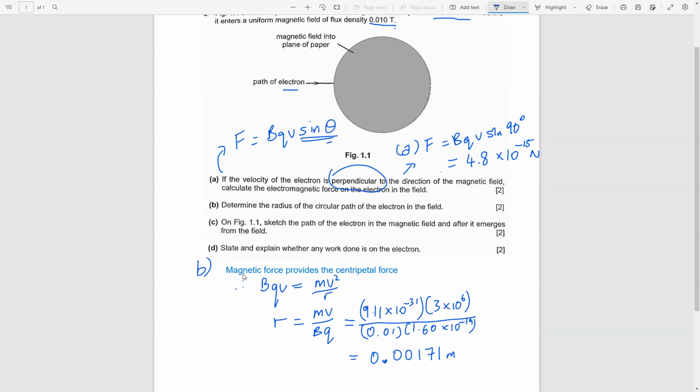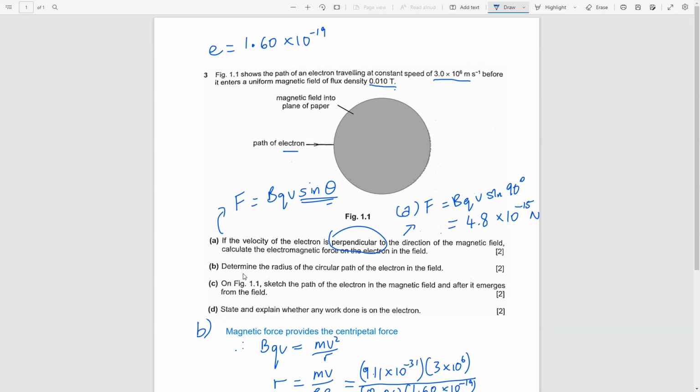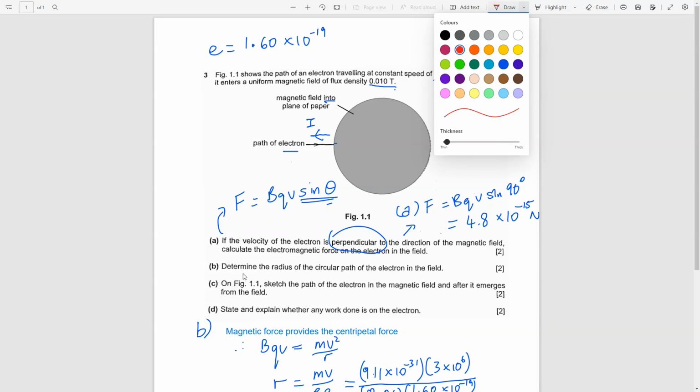Next, on the figure, sketch the path of the electron in the field and after it emerges. For this one, you'll need your Fleming's left-hand rule. Take note, electron current and conventional current are in opposite directions. So conventional current is going to be leftwards, and the B field is into the paper. Using Fleming's left-hand rule, with I towards the left and B into the paper, you'll get a force that is downwards.